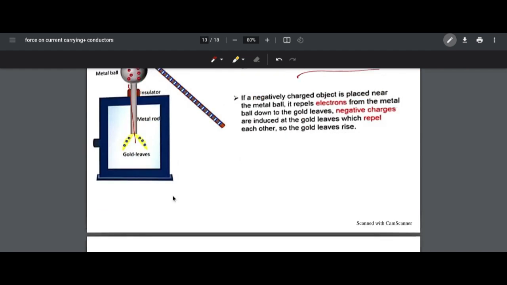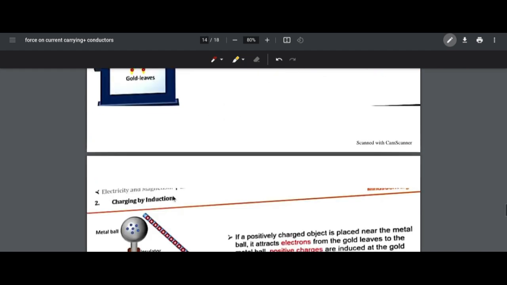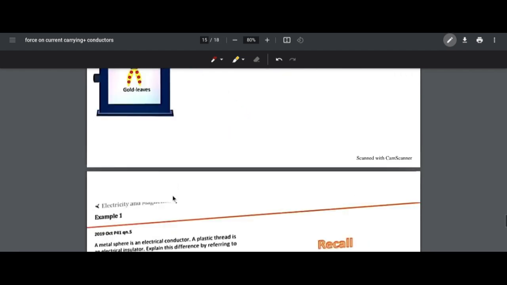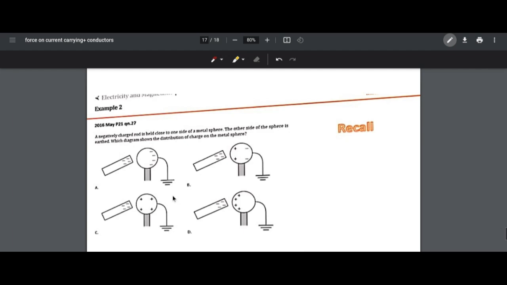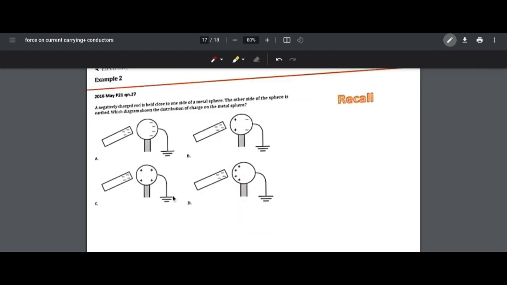Okay. ठीक. Now this is again an example. Remember this example we did? A negatively charged rod is held close to one side of the metal sphere. The other side of the sphere is earthed. Which diagram shows the distribution of charges on the metal sphere? Which one? ये हो के A, B, C or D?